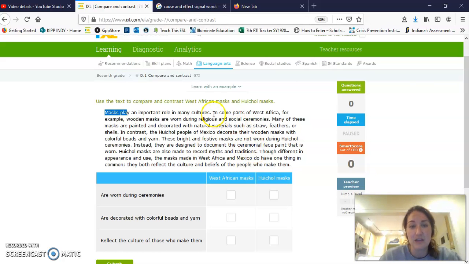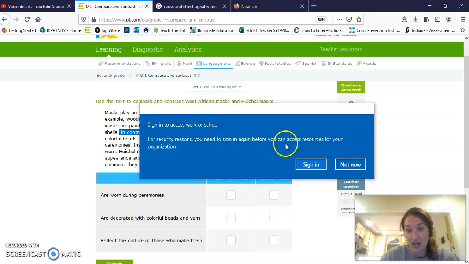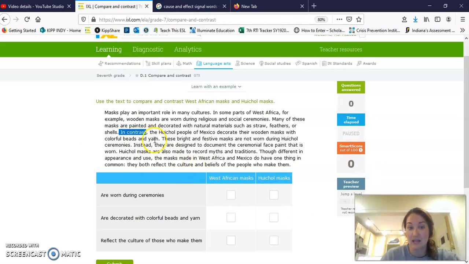Let's look and see. In some parts of West Africa, for example, wooden masks are worn during religious and social ceremonies. Many of these masks are painted and decorated with natural materials such as straw, feathers, or shells. In contrast, so I'm seeing that by our author using this word in contrast, that shows me that she's about to name a difference between these masks and the masks she was talking about originally. In contrast, the Hikol people of Mexico decorate their wooden masks with colorful beads and yarn.